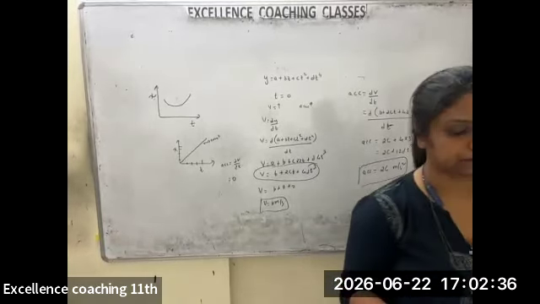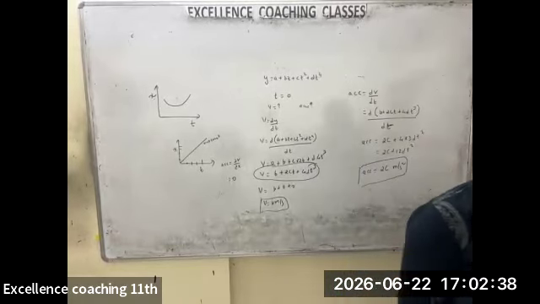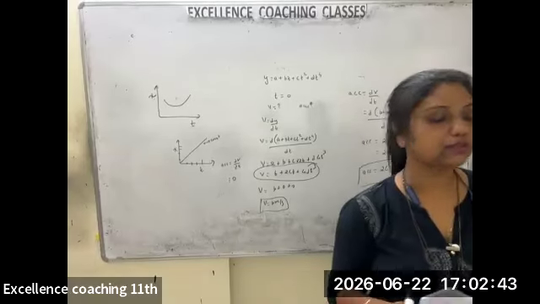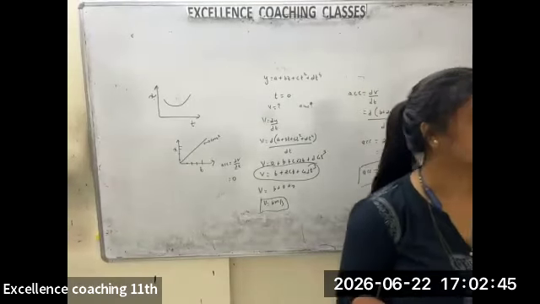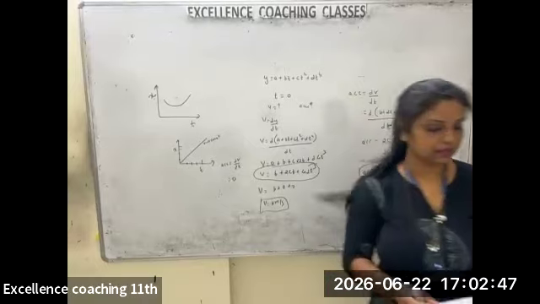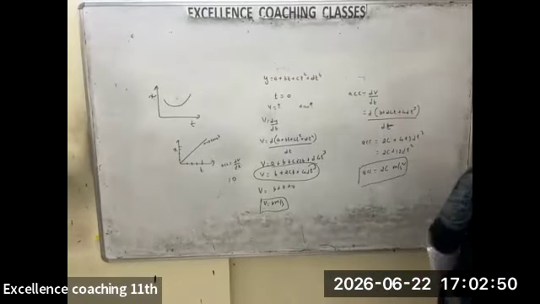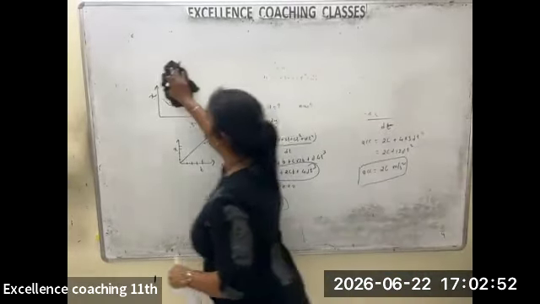Read the first one. Again, you just have to remember these graphs. An object moving in positive direction with constant positive acceleration. See, this is your velocity time graph. These are your velocity time graphs.